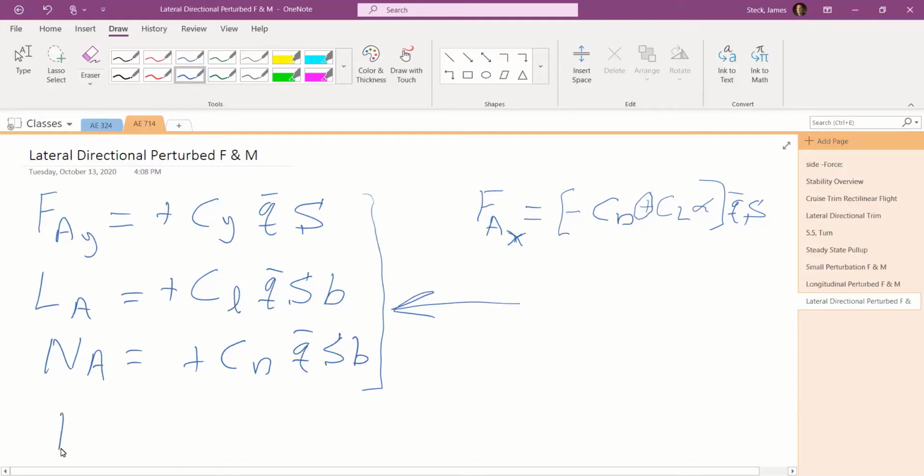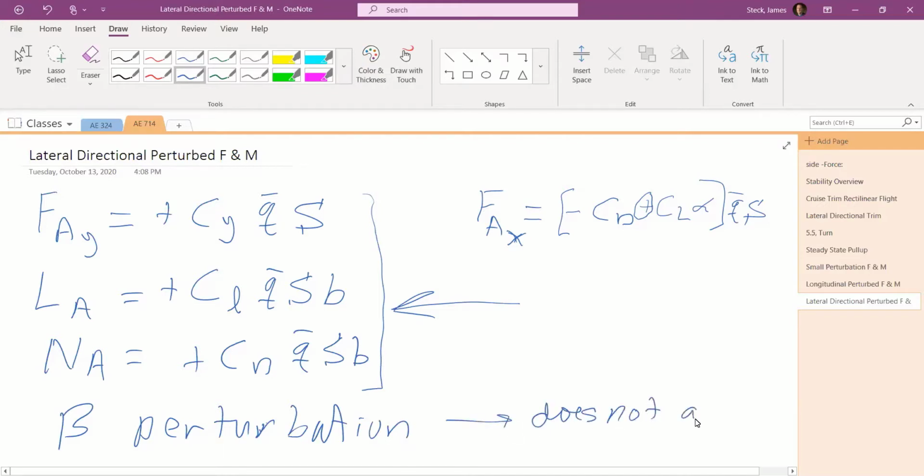The first thing we're going to do is just look at the beta perturbation. And we're going to say it does not affect the dynamic pressure, because the dynamic pressure depends on the velocity, and the velocity is u1 plus w squared, and then little v squared and little w squared. And that little v squared is where the beta comes in, and we said that was small, even back when we were talking about longitudinal.